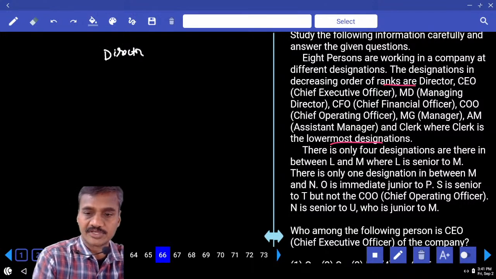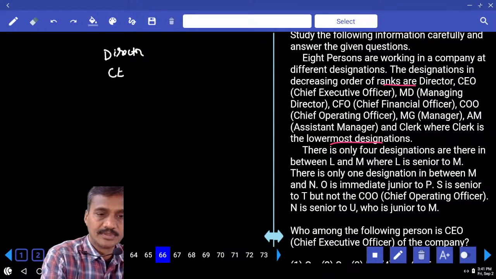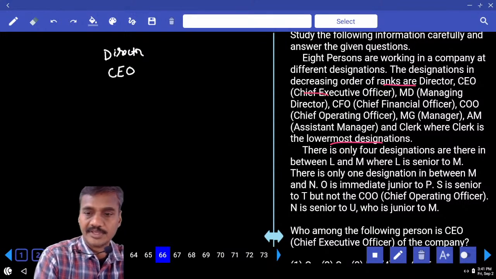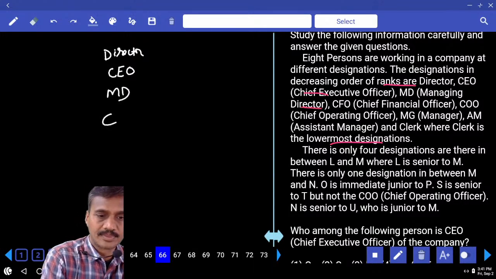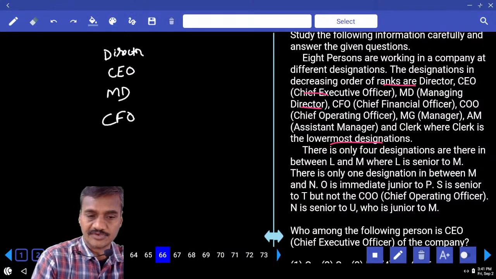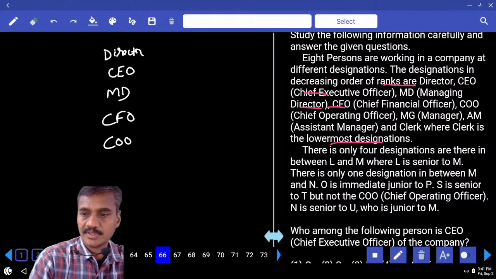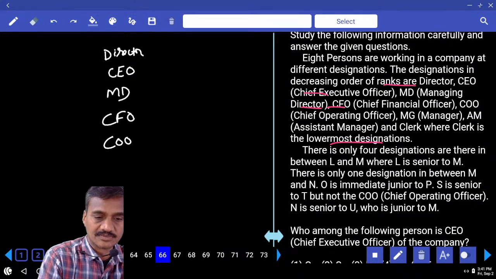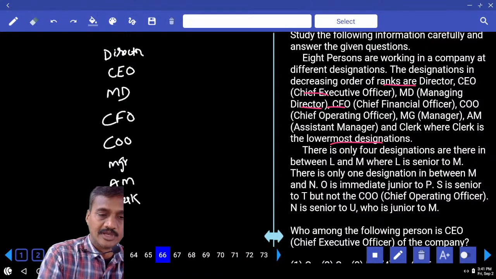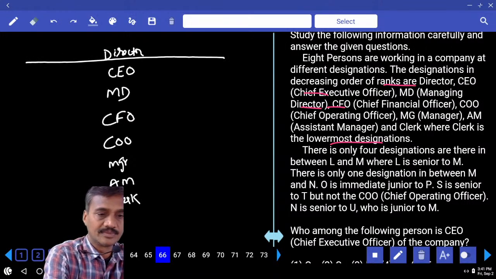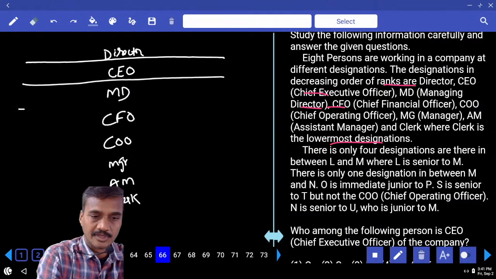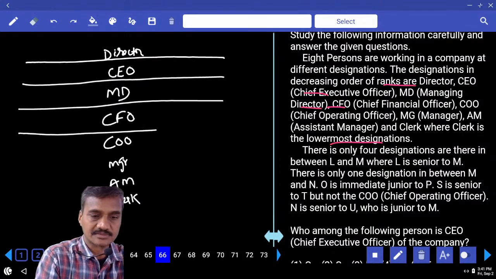Next one to director is CEO. And next to CEO, MD. And next to MD is CFO. And next to CFO, COO. And next one, manager. And next to manager is assistant manager. And finally the clerk. And altogether there are 8 persons. Now we need to identify who belongs to which cadre.